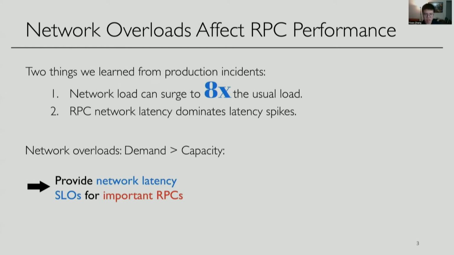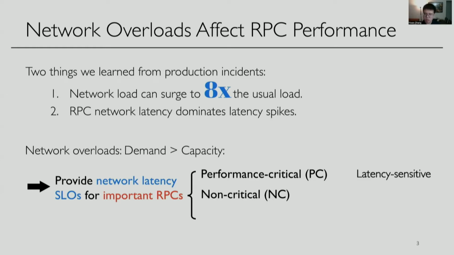To identify which RPCs are important, we classify our application traffic into 3 priority levels based on different SLO requirements. Performance-critical RPCs are latency sensitive with microsecond-scale tail latency SLOs. Non-critical RPCs are usually throughput sensitive with less stringent SLOs. Best-effort RPCs, on the other hand, have no SLOs as long as they complete. Now, before we talk about our actual design, let's first look at why existing solutions cannot achieve this goal.